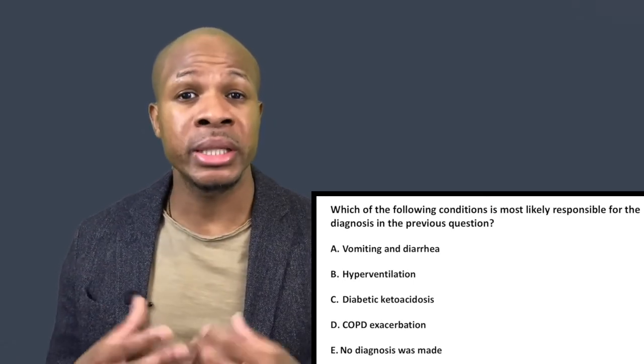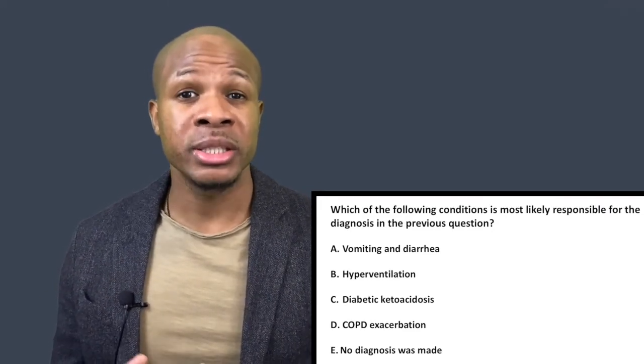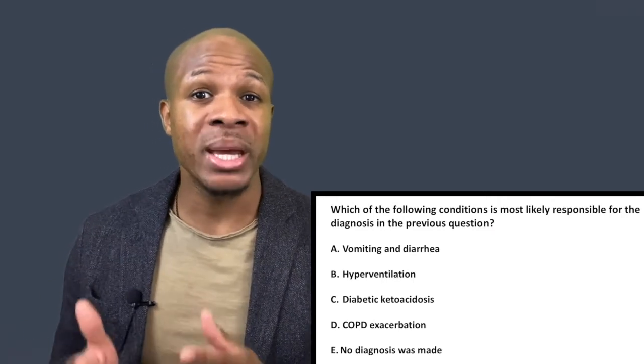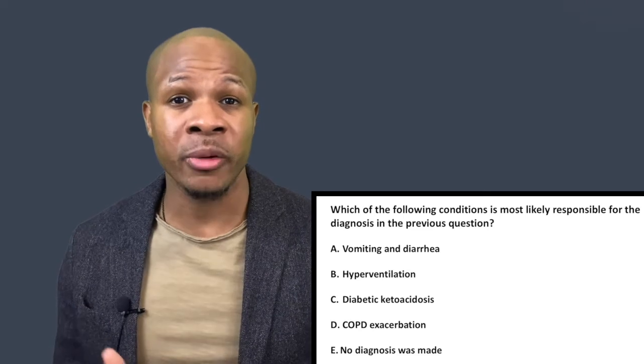All right, answer choice C says diabetic ketoacidosis. Diabetes is due to the condition of not being able to utilize glucose in the blood, right? So this is going to be more of a metabolic issue, which means that this will cause metabolic acidosis, not respiratory acidosis. So this would be an incorrect answer as well.